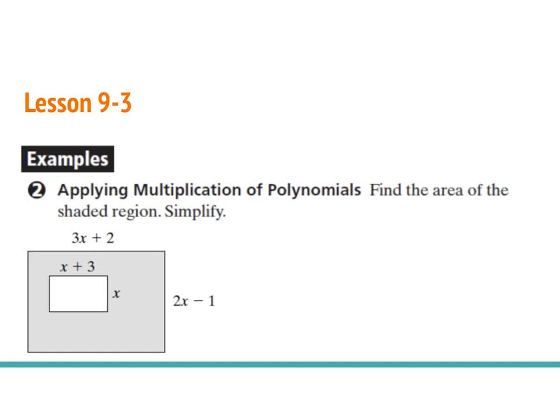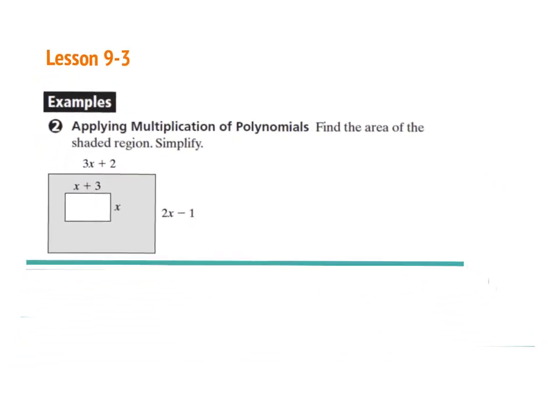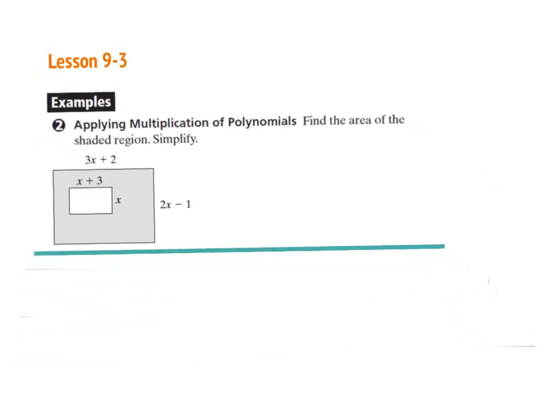So here's an example of why we need to multiply polynomials. We want to find the area of the shaded region, so we're going to have to find the area of the big rectangle, and then we're going to have to subtract out the area of the small rectangle. So what we're going to do here first is let's find the area of the shaded rectangle, okay?